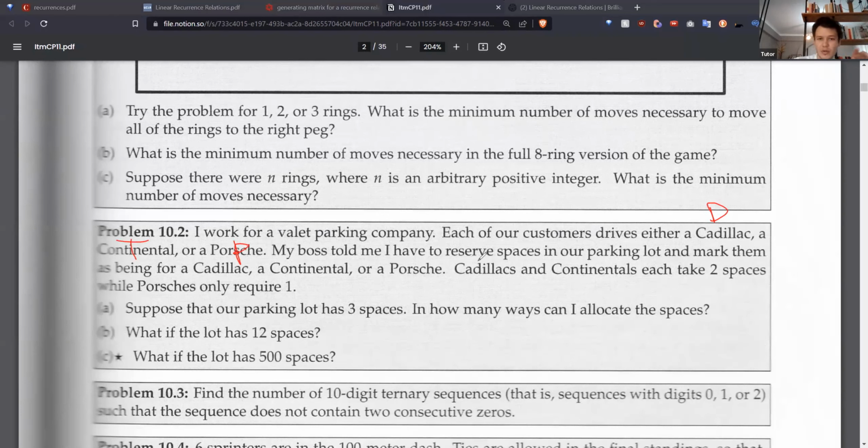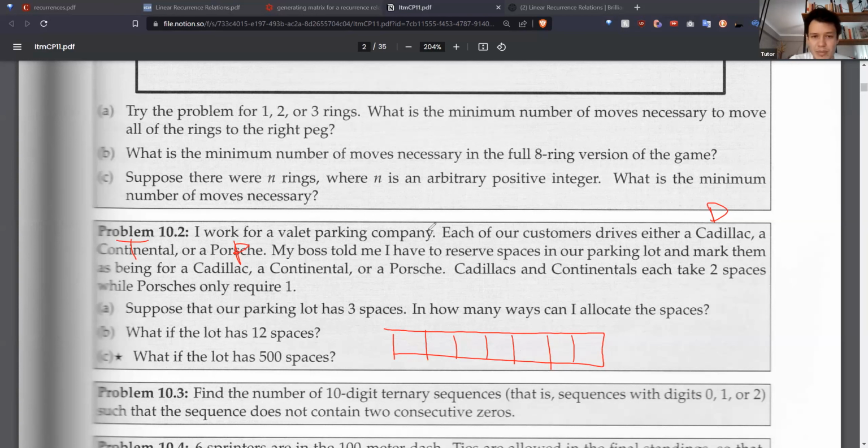Now my boss has told me to reserve spaces in our parking lot and mark them as being Cadillac, Continental, or Porsche. So let's imagine your parking lot is going to be something like this. You have how many spots in here? 1, 2, 3, 4, 5, 6, 7. So you have 7 spots in here, right?